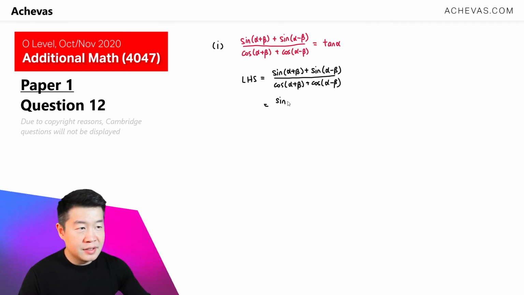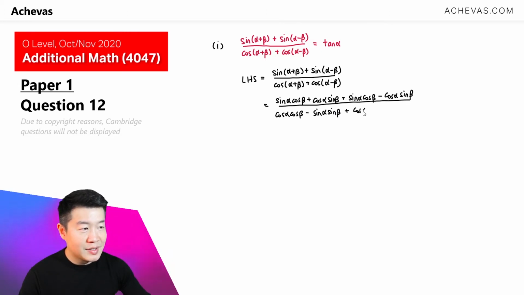Re-expressing this is sine alpha cosine beta plus cosine alpha sine beta, and this is sine alpha cosine beta minus cosine alpha sine beta, and this is going to be divided by this, again re-expressing this is cosine alpha cosine beta minus sine alpha sine beta plus, re-expressing this, cosine alpha cosine beta plus sine alpha sine beta.